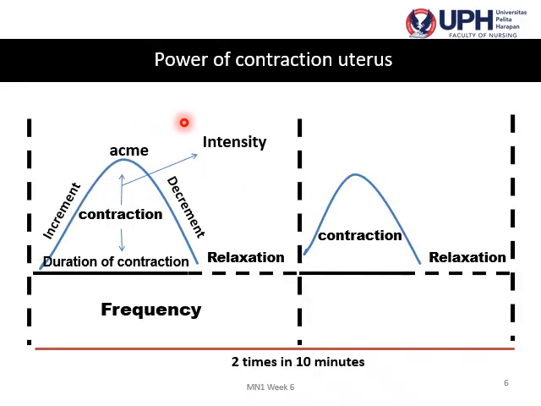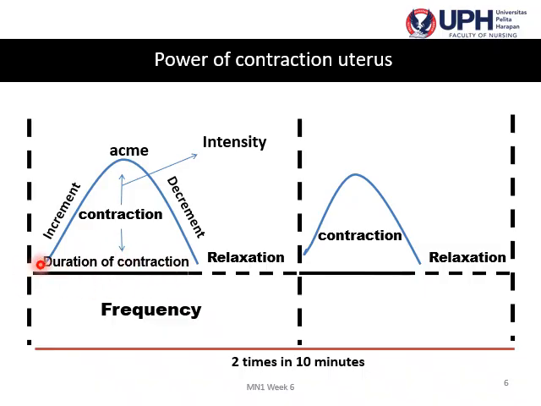Next, we learn about the power of contraction in the uterus. As we understand, during labor, the contraction will happen around 2 times in 10 minutes. The frequency is the length of one contraction and one relaxation. Then we will learn that there is the increment of the contraction and then also the decrement of the contraction. There will be the acme, or the highest peak of the contraction, and this will be the intensity of the contraction. This period of time will be the duration of the contractions.